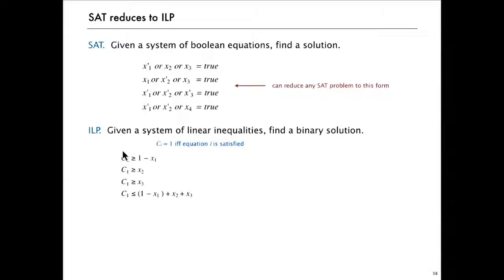And now we're going to introduce a variable C1. And for every literal in the SAT problem, we're going to put C1 greater than or equal to either the literal if it's not negated, or 1 minus the literal if it is negated. So in this case, we have C1 greater than or equal to 1 minus x1, x2, x3, like that. And then we're going to have a fourth inequality that says that it has to be less than or equal to the sum of those three.